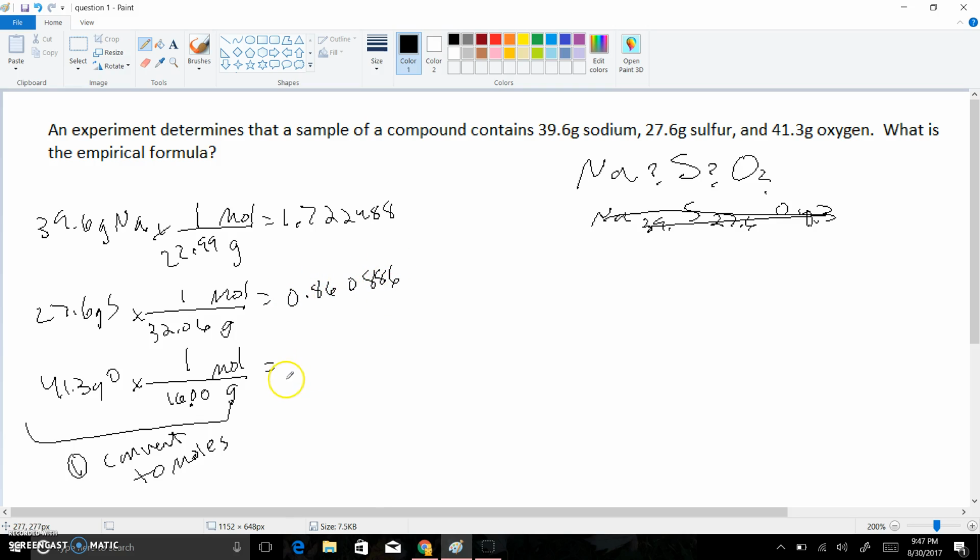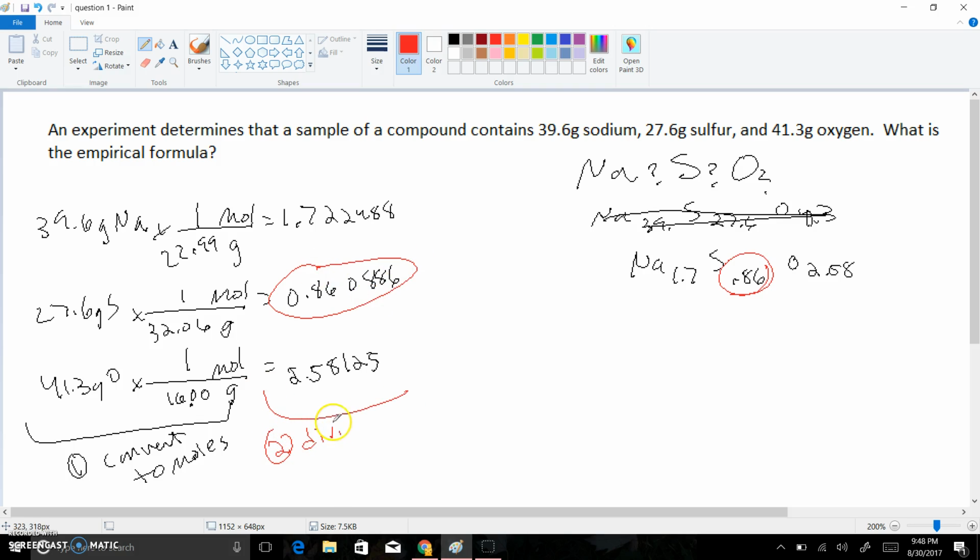0.860886, and for the oxygen is 2.58125. Okay, so that's how many moles I've got. So I actually can say I've got Na 1.7-ish, S 0.86-ish, and O 2.58-ish. Those are not whole number ratios, but they are ratios. I can say that the sodium to sulfur to oxygen ratios are these numbers. Now in empirical formulas we need whole numbers though. So in order to get a whole number, I'm going to find the smallest number and divide all of them by that. That would give me the whole number ratios. So here's my smallest number, and my step 2 is to divide by that smallest.